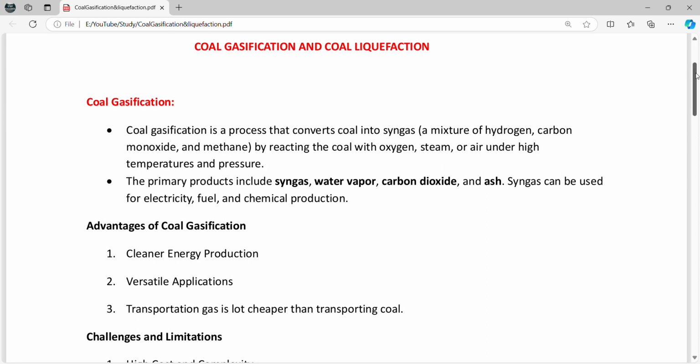Hi all. Yesterday we discussed the renewable and non-renewable sources of energy. Today we are going to discuss coal gasification and coal liquefaction.